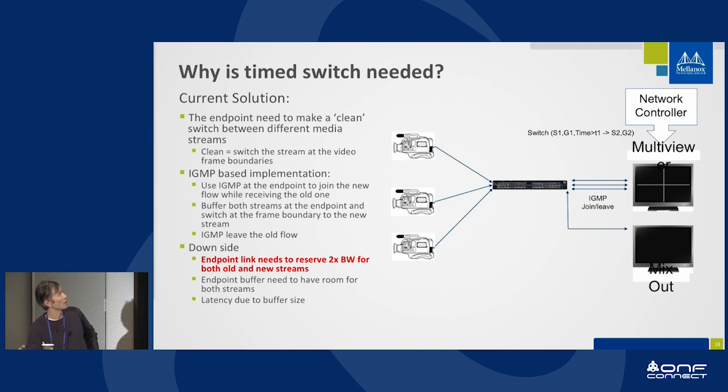The current implementation uses IGMP at the endpoint. So the endpoint receives the new flow while receiving the old flow. It buffers both streams, and when it's ready, it switches frames. The downside for that is obviously the endpoint needs to reserve twice the bandwidth to hold both old and new streams. And the endpoint needs to buffer all of this, which is a lot of memory and may cause some latency effects.